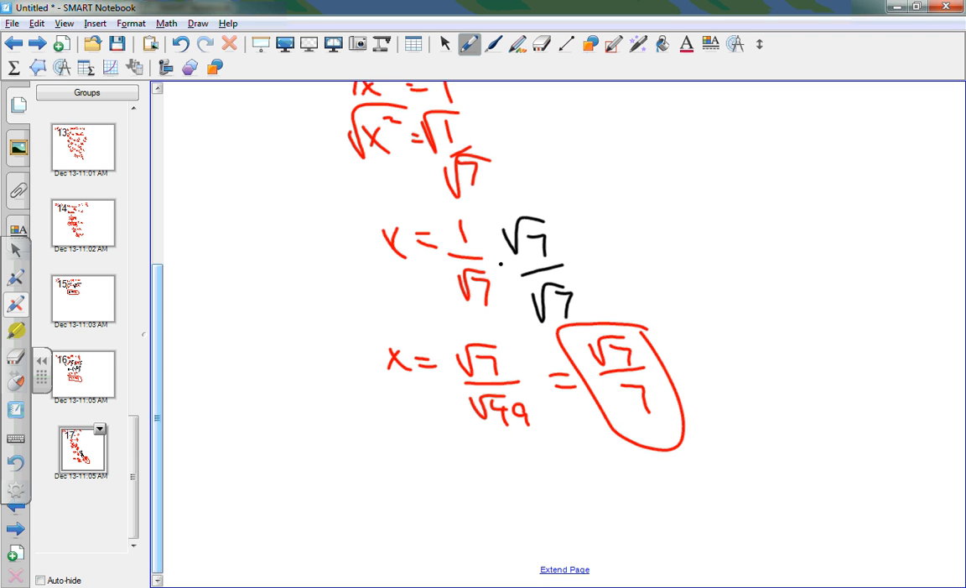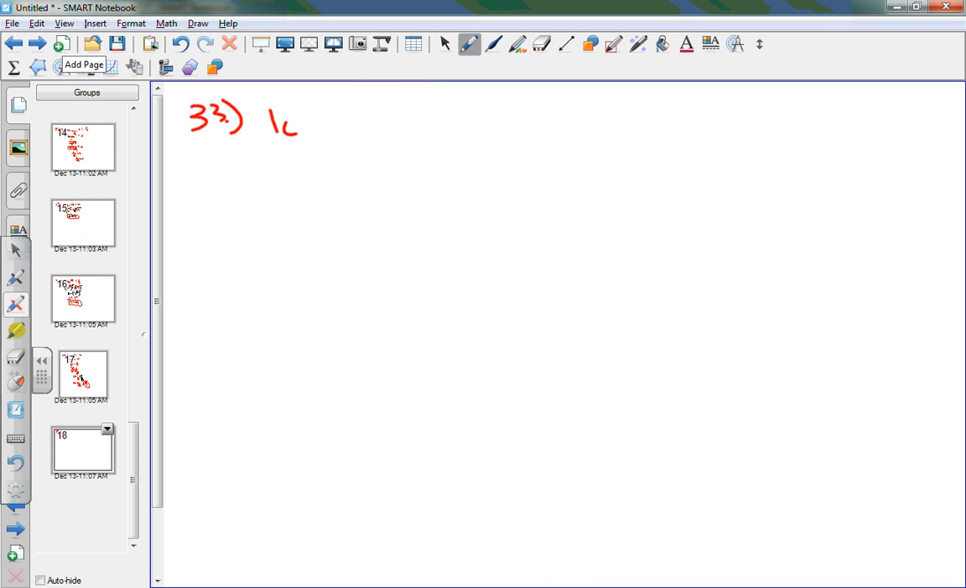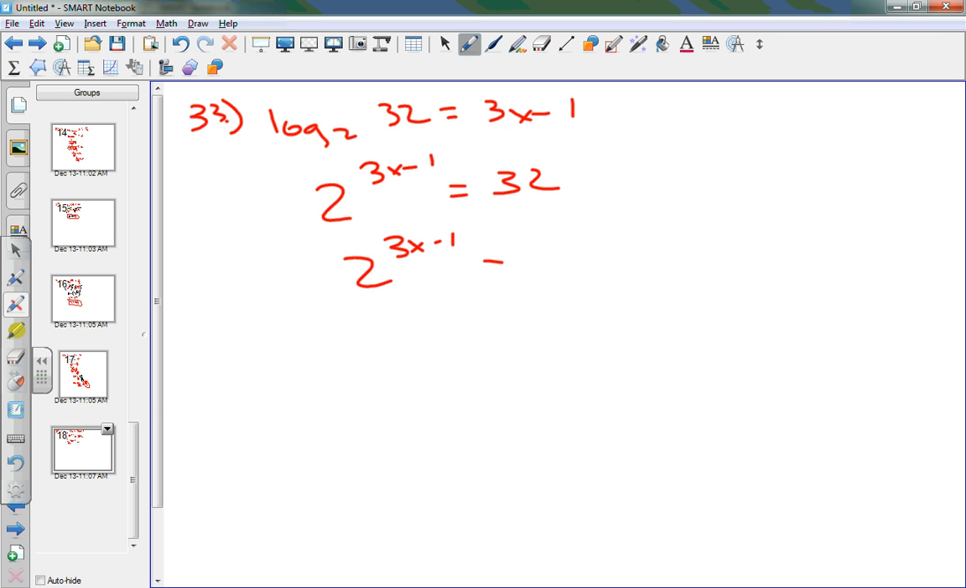Any other questions over 28 to 36? 33. Step 1: 2 to the 3x minus 1 is equal to 32. Can I express 32 to have a base of 2? Yes. That's going to give you 2 to the 5th. So 3x minus 1 is equal to 5. You can solve it from there. Any other questions?